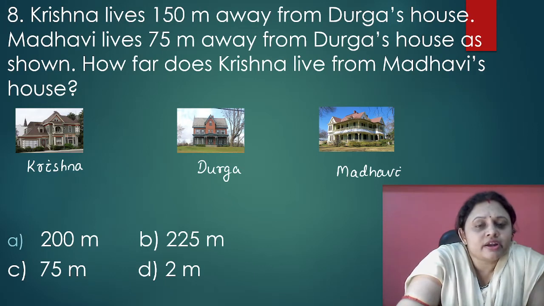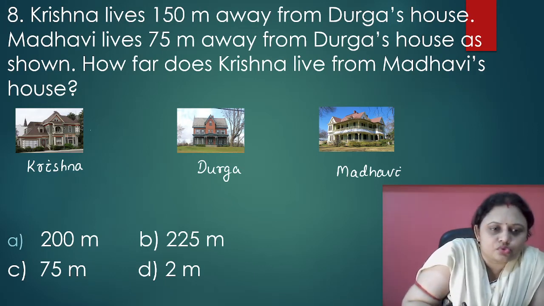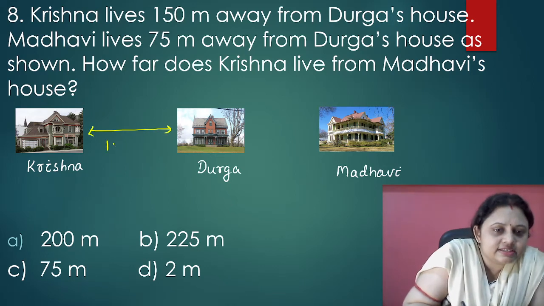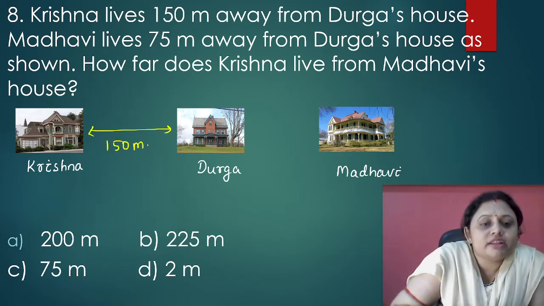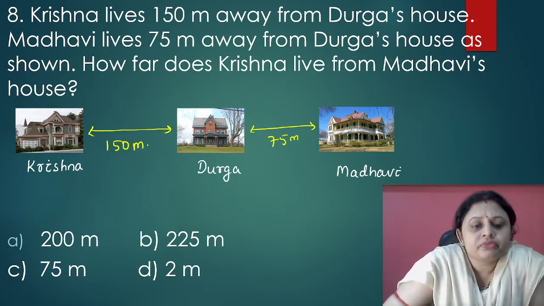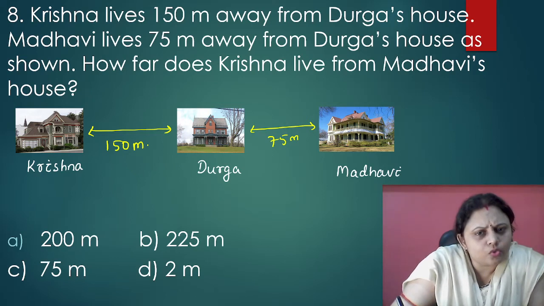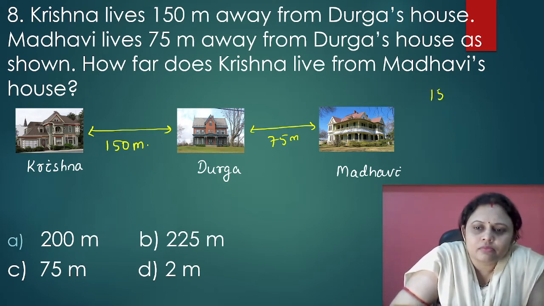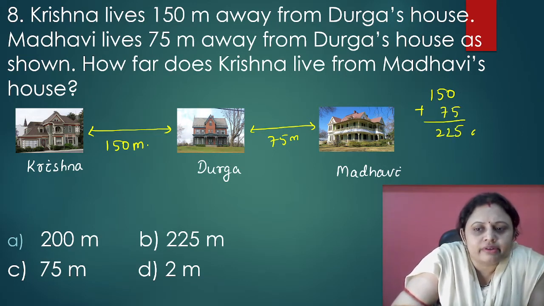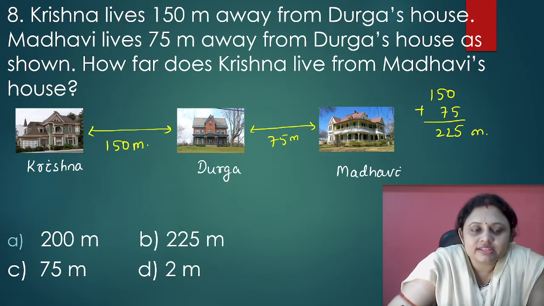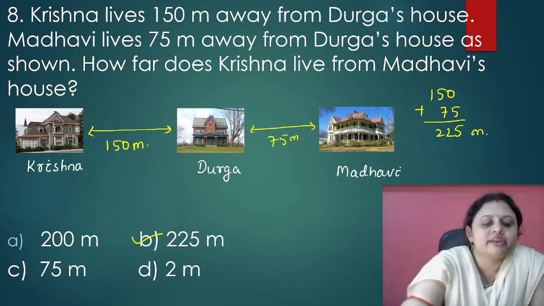Krishna lives 150 meters away from Durga's house. So, Krishna and Durga distance is 150 meters. Madhavi lives 75 meters away from Durga's house. Okay, here the distance is 75 meters as shown. How far does Krishna live from Madhavi's house? Okay, distance from Krishna to Madhavi. So they are present in a row. So we can simply add them. 150 plus 75, 225 meter. So which is the correct option? That is option B, 225 meter.